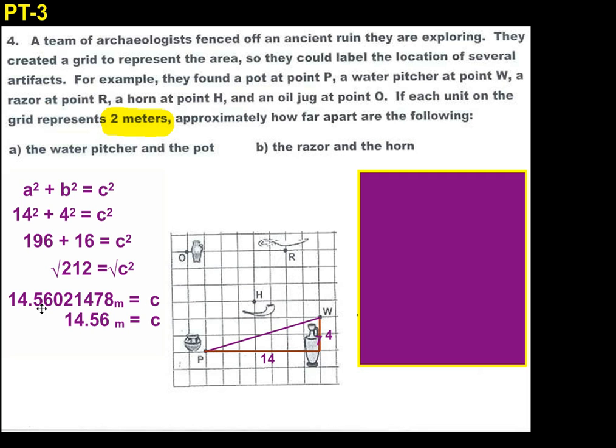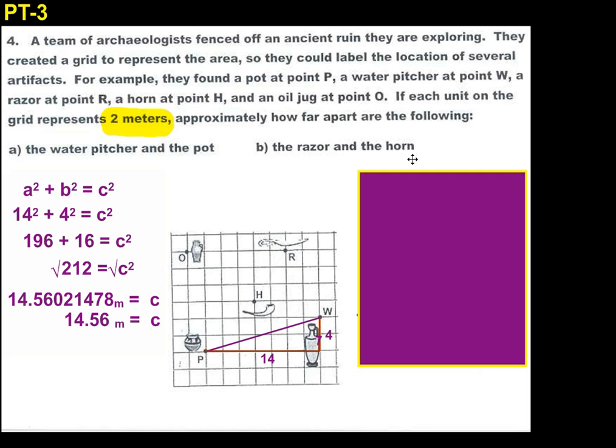We get 14.56021478 meters. Full calculator display. And this time we can round, let's round to the hundredths place. So if we look at the thousandths place, 0, that's not going to bump the 6 up to a 7. And so we have 14.56 meters equals c. And so the water pitcher and the pot are approximately 14.56 meters away.